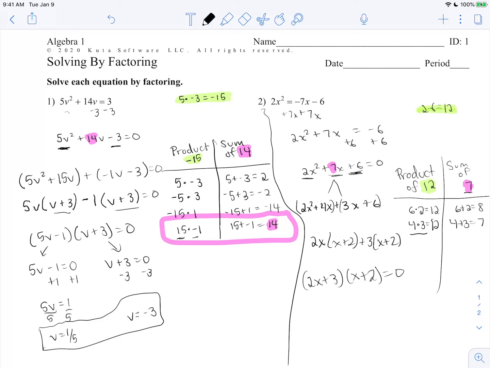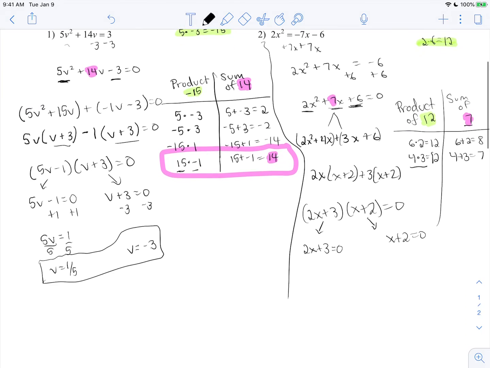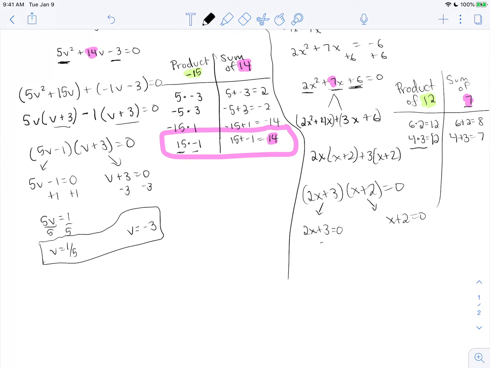It's completely factored, but our goal is to solve by factoring. So now I'm going to set each of these factors equal to 0. So 2x plus 3 equals 0, and x plus 2 equals 0. I can subtract 3 here. I get 2x equals negative 3, and divide by 2, so x equals negative 3/2. Here, subtract 2, x equals negative 2.